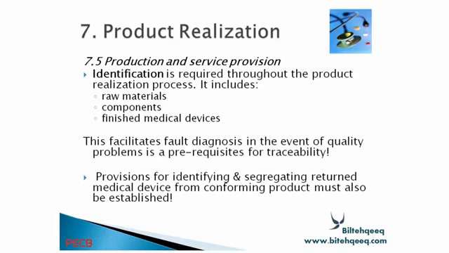Identification is required throughout the product realization process. It includes raw materials, components, and finished medical devices. Facilities that facilitate fault diagnosis in the event of a quality problem are a prerequisite for traceability. Provision for identification and segregation of returned medical devices from conforming products must also be established. So you have to develop a mechanism by which you can identify any product at any stage of production.